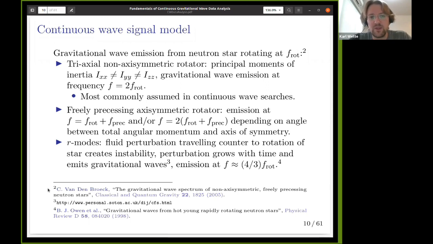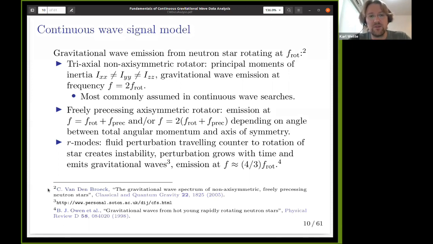So we denote that the neutron star is rotating at some frequency f rot. And there are a couple of different models that we typically refer to. One is called a triaxial or non-axisymmetric rotator, which is a bit of a mouthful. This occurs when you work out the three principal moments of inertia of the neutron star, which comes from classical physics, and you find that those values are all different. So that's why it's given as a triaxial. The name comes from these three components being all different.